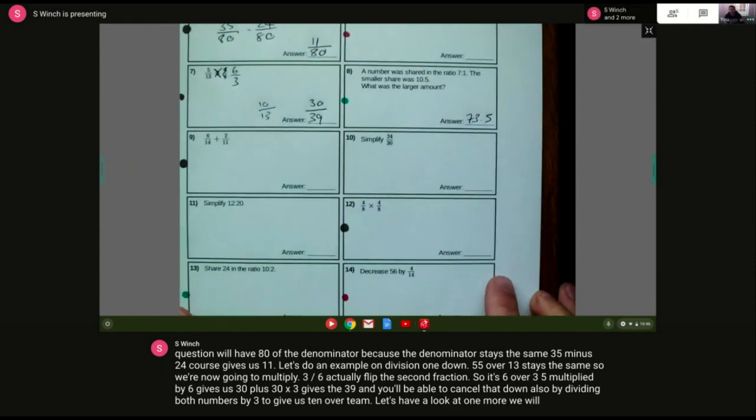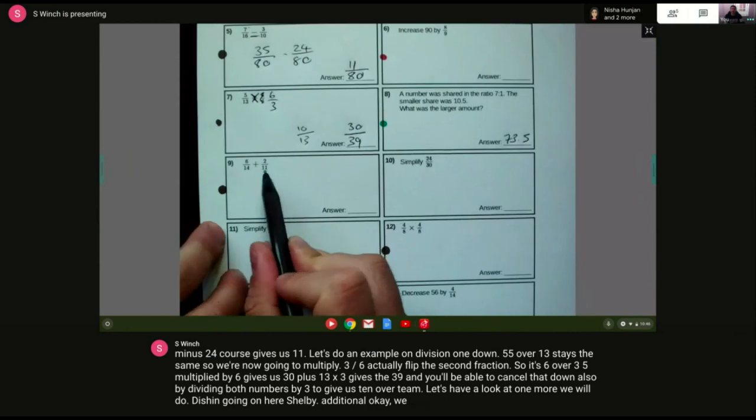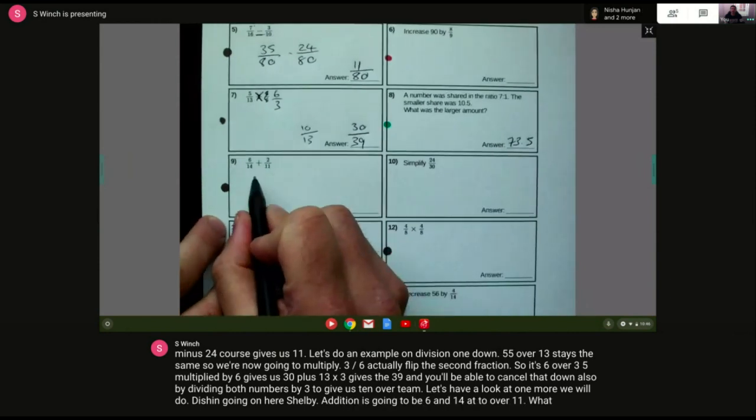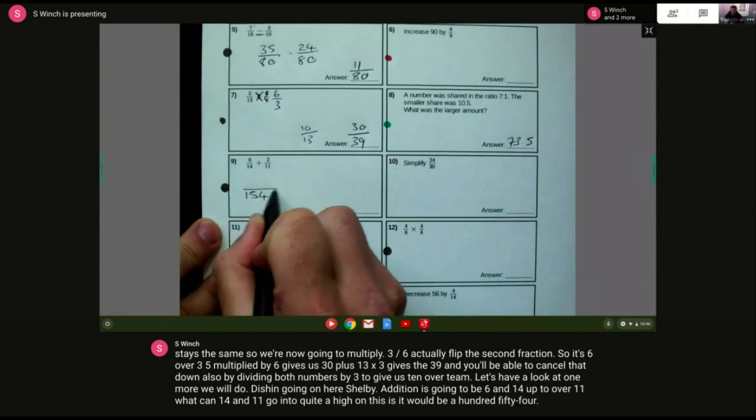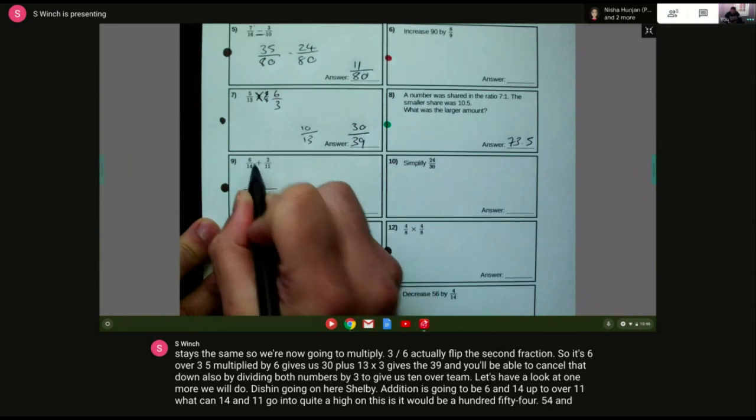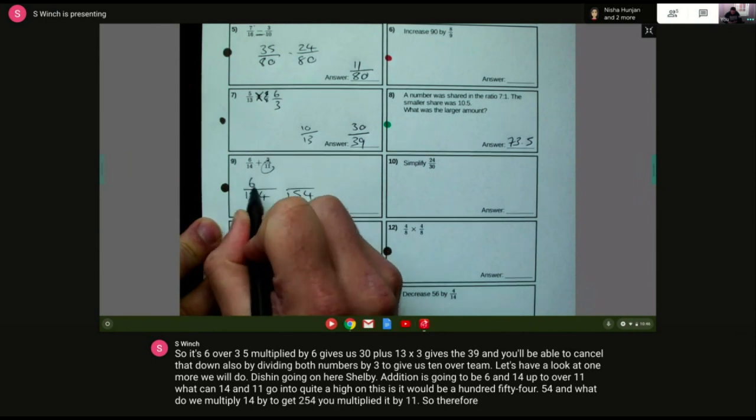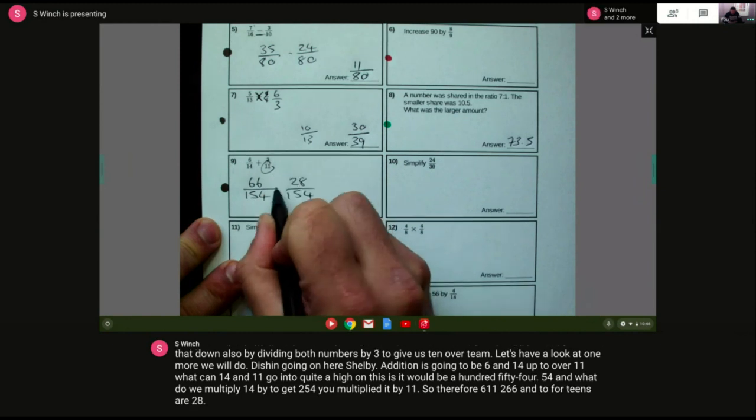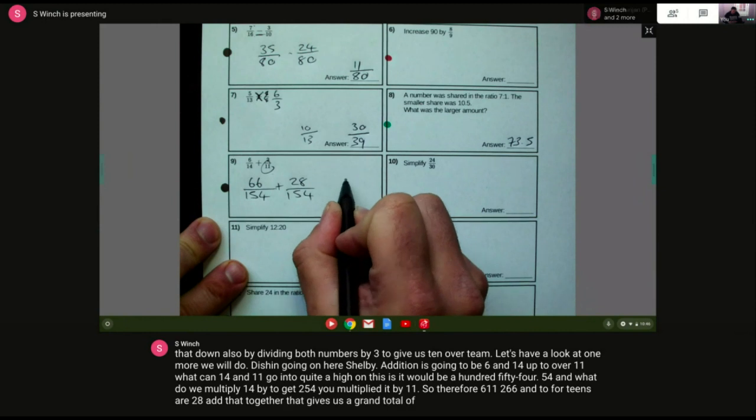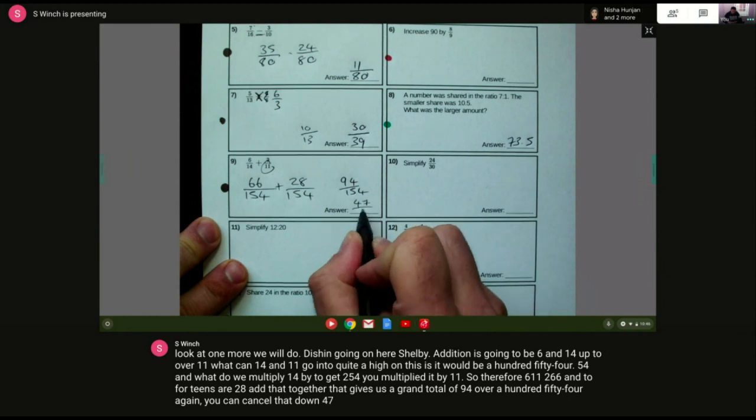Let's have a look at one more. We will do addition. I've got one over here actually, I believe. Oh, here we go. Lovely. 6 over 14 add 2 over 11. What can 14 and 11 go into? Quite a high one this is. It would be 154. And what do we multiply 14 by to get to 154? You multiply it by 11. So therefore, 6 11s is 66, and 2 14s are 28. Add that together, that gives us a grand total of 94 over 154. And again, you can cancel that down, 47 over 77.